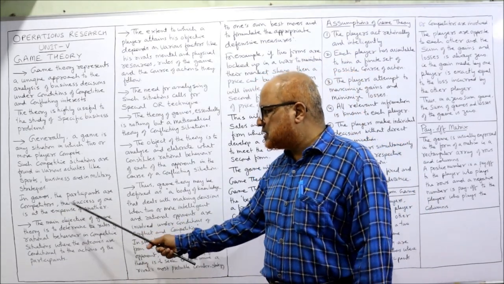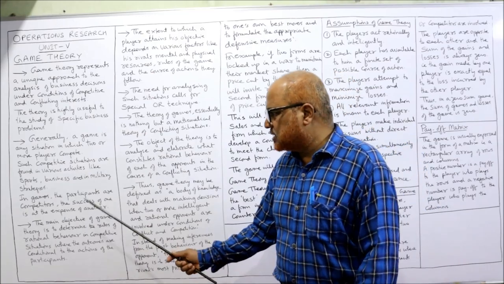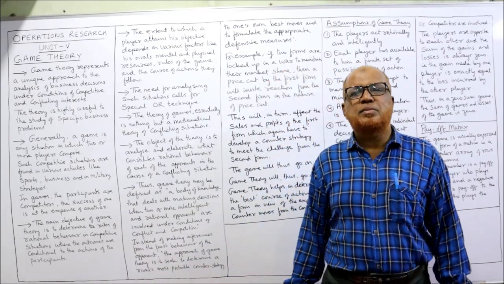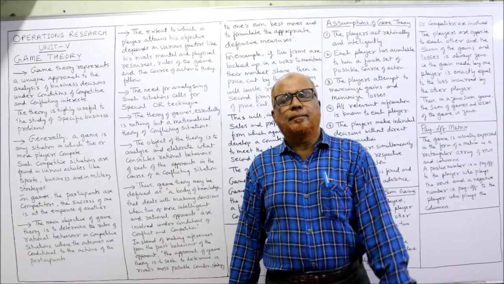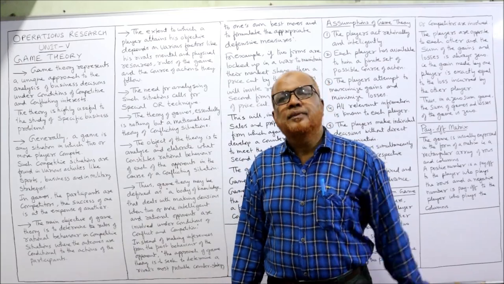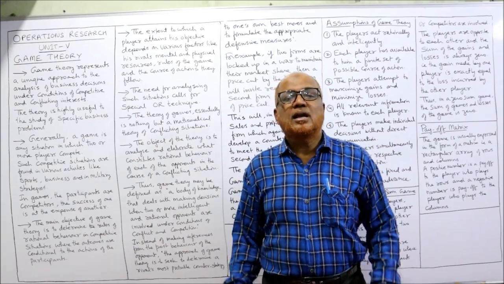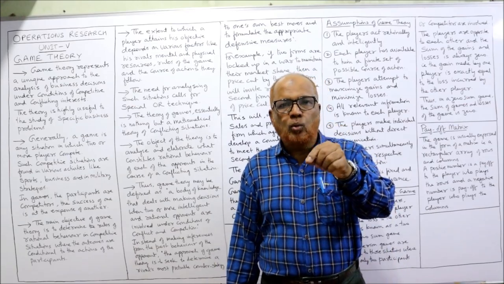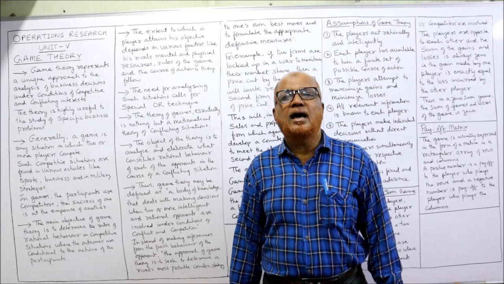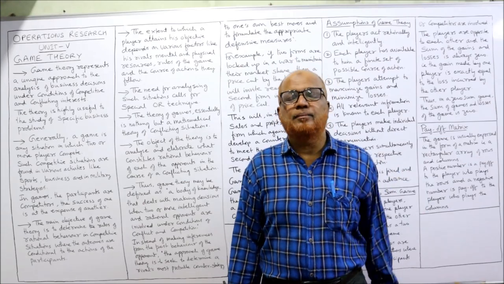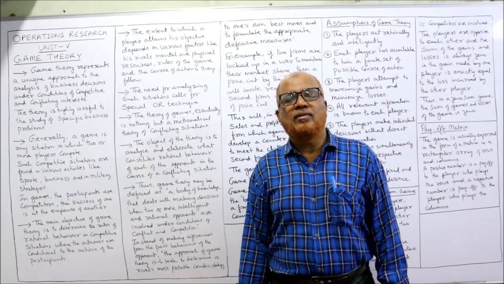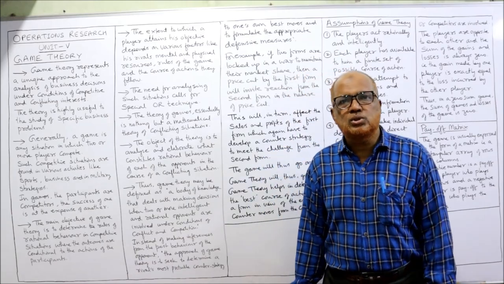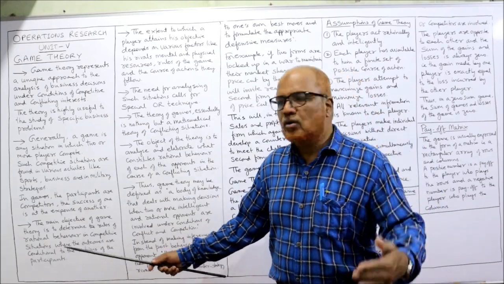In games, the participants are competitors. The success is at the expense of another. In a game, the participants are the competitors. They are competing with each other. The party who wins is at the expense of the other party. That means one party will win, the other party will lose. That is the nature of the game.